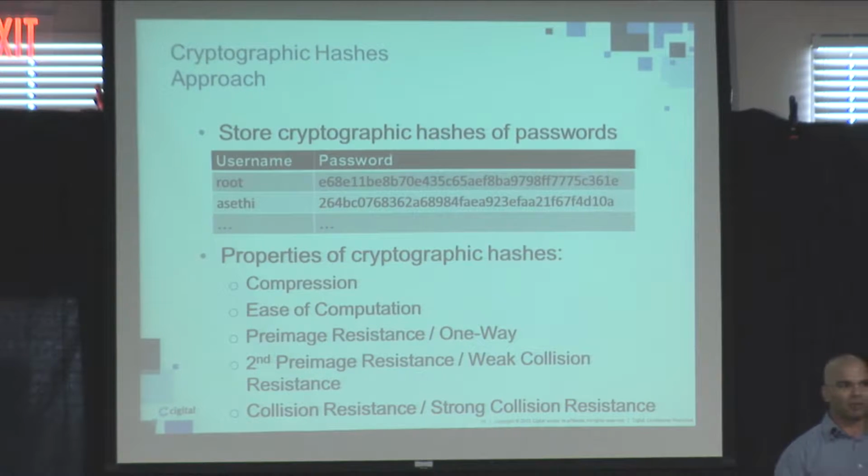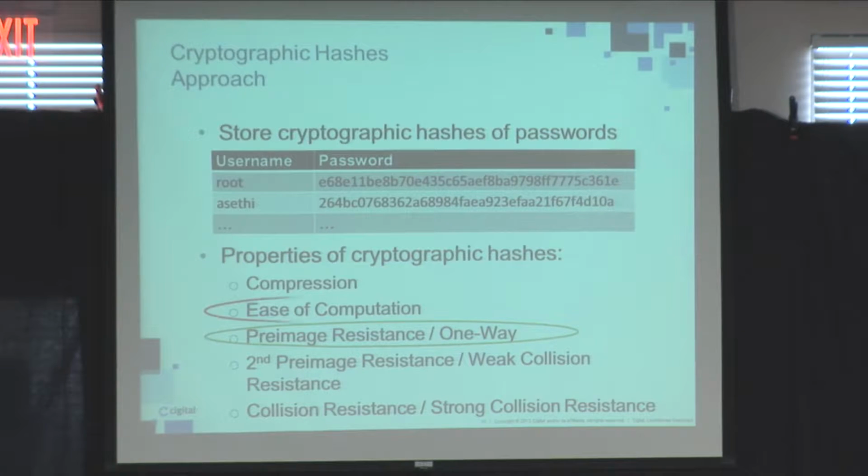We just store, instead of the password, a cryptographic hash of the password. So in this particular example, instead of storing the two passwords that I showed you, I just have SHA-1 hashes of those passwords. The reason we do this is the one-way property of hash functions. Given a password, we can compute the hash, but given a hash, we can't compute the password. That's a desirable property. So now if somebody gets access to our password database, they can't just compute our passwords from the hashes.